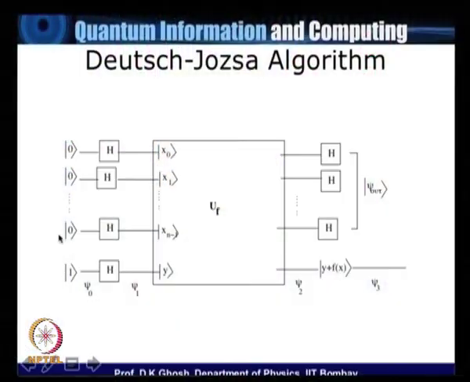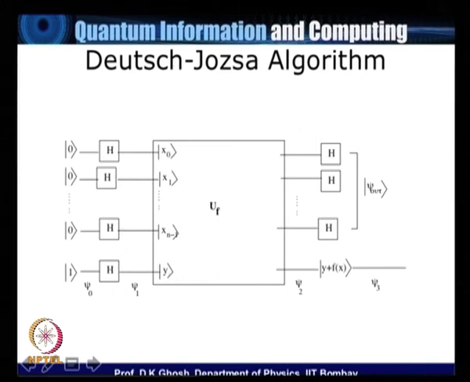The target, in which my output will come, is set to 1, and I pass that through a Hadamard gate. As you know, this is (0 minus 1) by root 2.